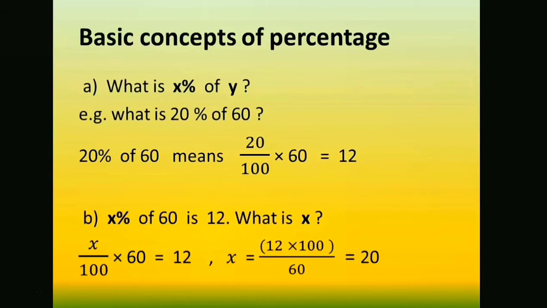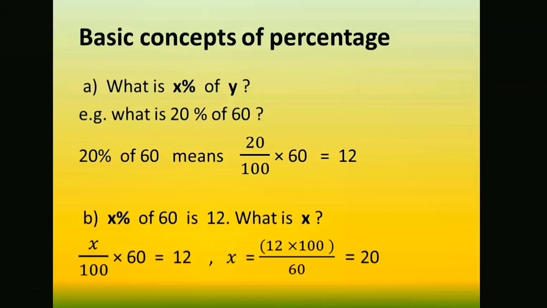What is X% of Y? For example, what is 20% of 60? 20% of 60 means 20 divided by 100 into 60. The answer comes out to be equal to 12. Here, the word "of" denotes the multiplication sign.